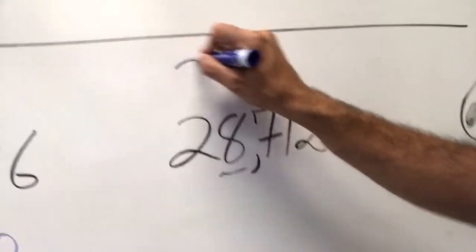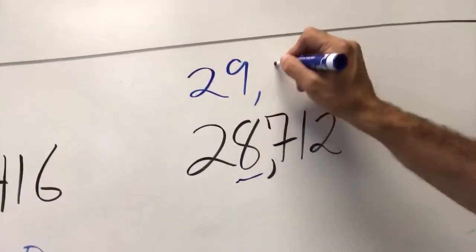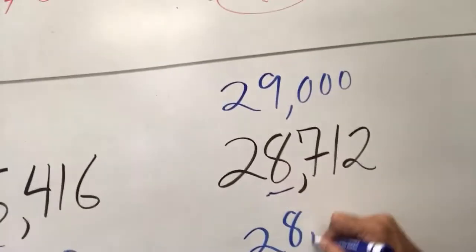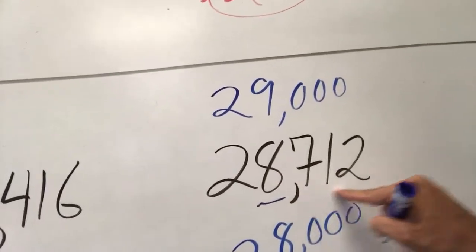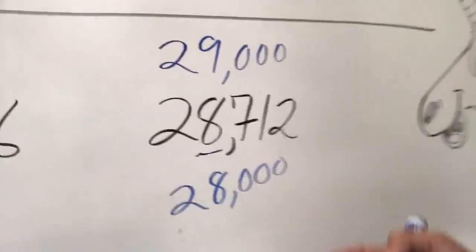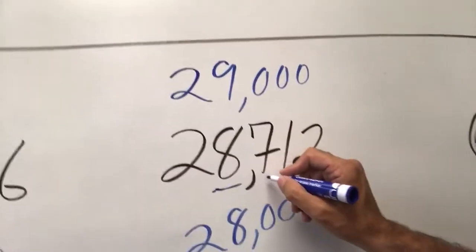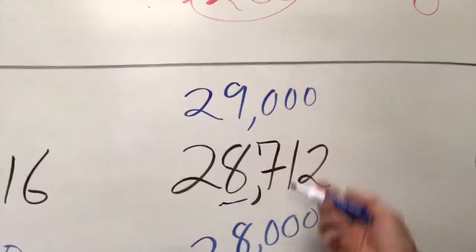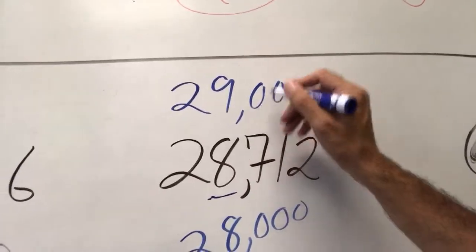Now the higher 1,000 is 29,000. The lower 1,000 is 28,000. Notice how everything just reverts to zeros here. Okay, cool. So we look at the number behind the thousands place. In this case, it's a 7, and 7 tells me up. And because it's telling me up, it's pushing me up to 29,000.